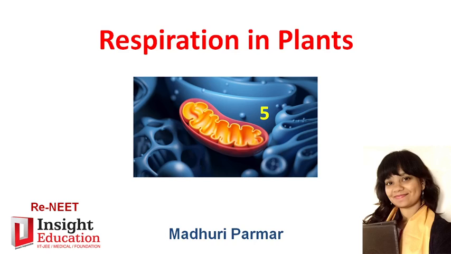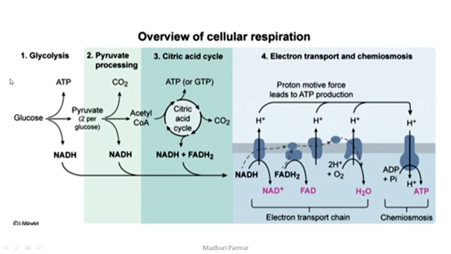Everyone, this is the fifth lecture for your chapter Respiration in Plants. Till now, we have studied glycolysis, which was the first pathway and the most common pathway in all living things, right? In which we saw partial oxidation of glucose, so the glucose was getting converted into two molecules of pyruvate, along with two molecules of ATP and two molecules of NADH.